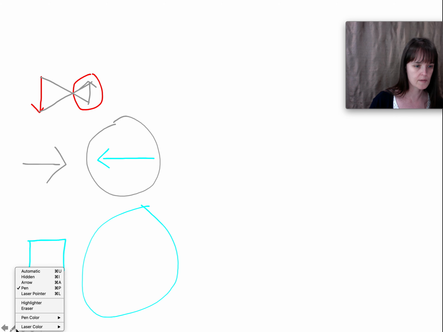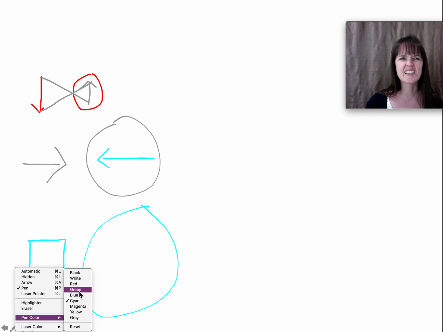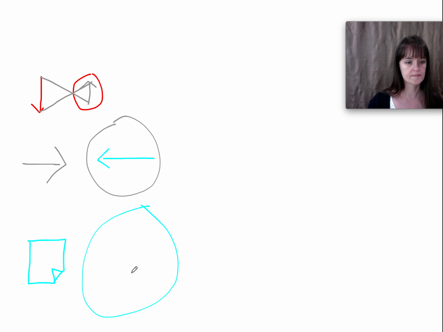And, ooh, what color are we going with? Pen color. Did we try the green? The green was like neon. Not a fan of. Let's just do blue. Okay. That's a nice blue.